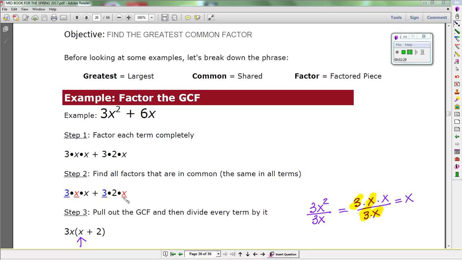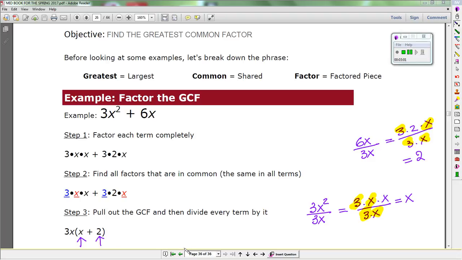The same thing for the second term, 6x, divided by the common factor 3x. The factors of 6x are 3 times 2 times x, and 3x is 3 times x. Again, we divide out the common factors, which gives us 1. So you are left with 1 times 2, which is 2. That's why we have a 2 right here.